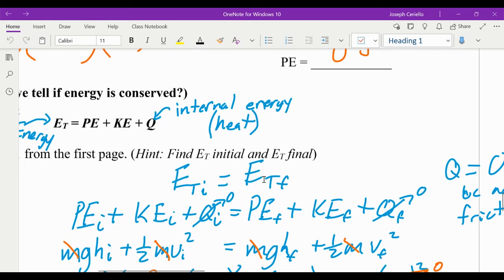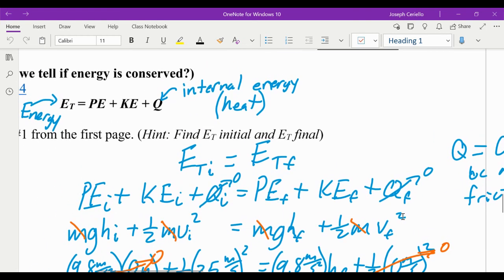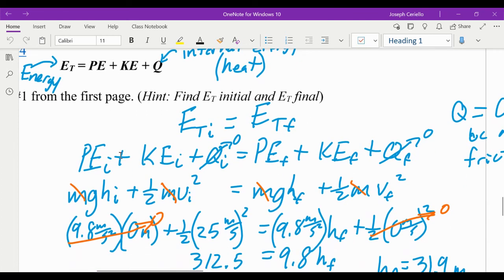ET initial equals ET final. This is really similar to the conservation of momentum, so just think about it like that. Potential energy initial plus kinetic energy initial plus Q initial equals potential energy final plus kinetic energy final plus Q final. Now Q is 0 because there's no friction in this question. If you look up at the original question, it mentions that there's no air resistance. Then we just plug everything in.